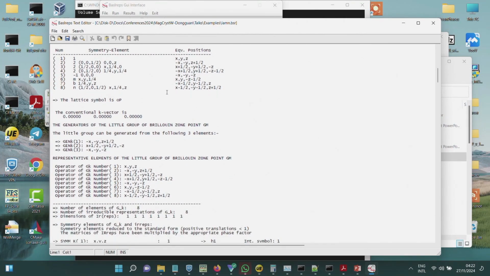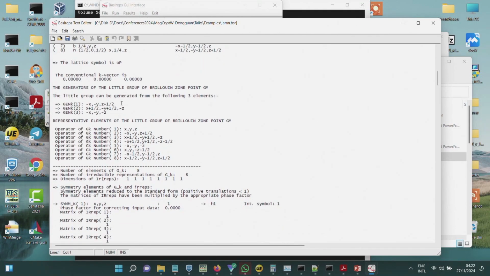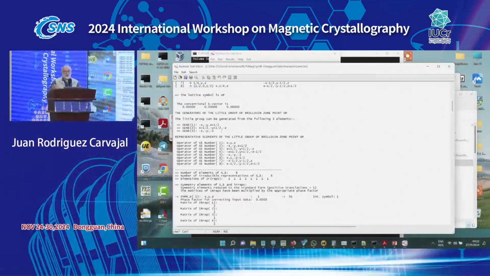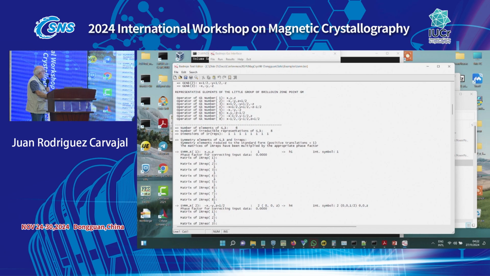Equivalent positions are repeated sometimes here. The lattice symbol is P. Conventional k vector is 0, 0, 0. The generators of the little group of the Brillouin zone point GM are exactly the same, because all the symmetry operators of the space group leave invariant 0, 0, 0. Then GK corresponds to the representation of the space group directly, because it's the same. You see here the number of elements of GK, 8. Of course, the number of elements of GK is infinite, because you have a translation.